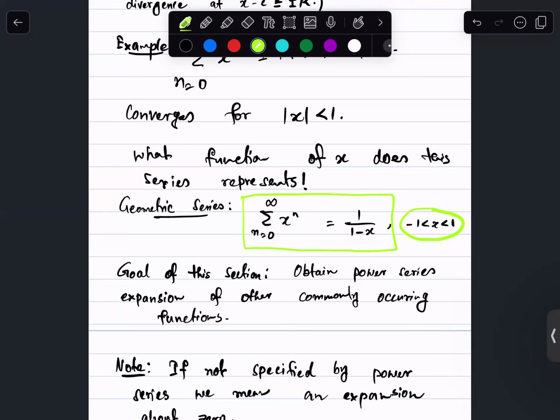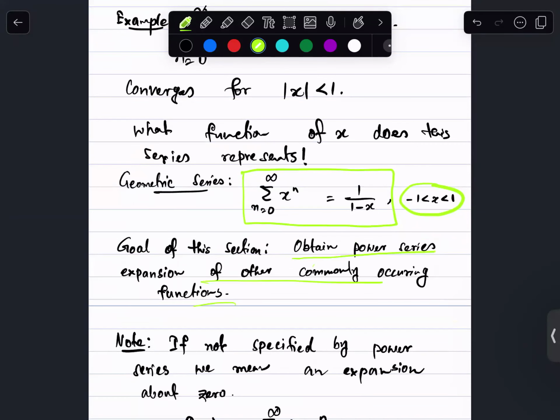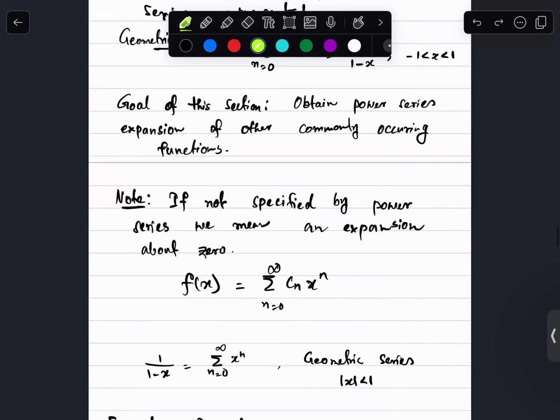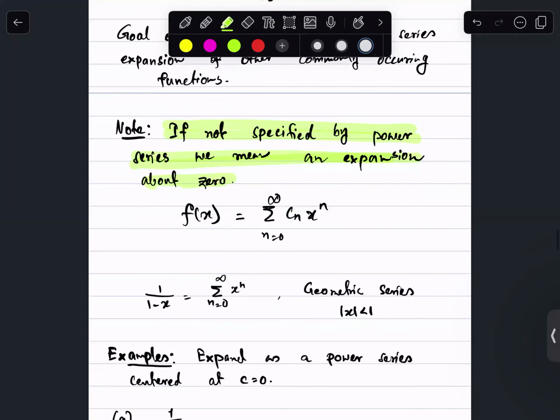And the goal of this section is basically to obtain power series expansions of other commonly occurring functions. Okay, things will be a little bit clearer when I do some particular examples. And this is a convention: if there is no mention of a particular center for the power series, then we mean an expansion about 0. So most of the time the center for the power series is 0.